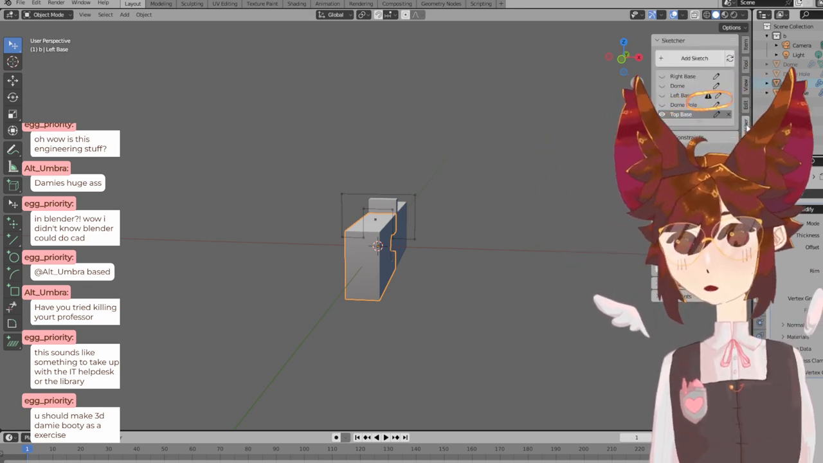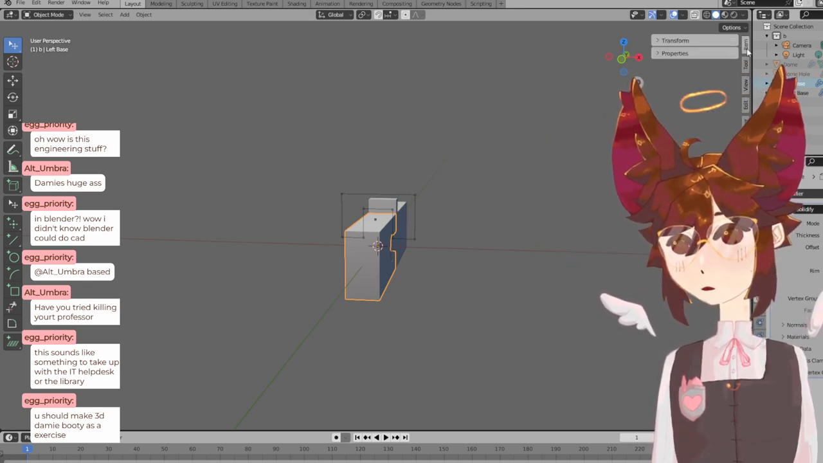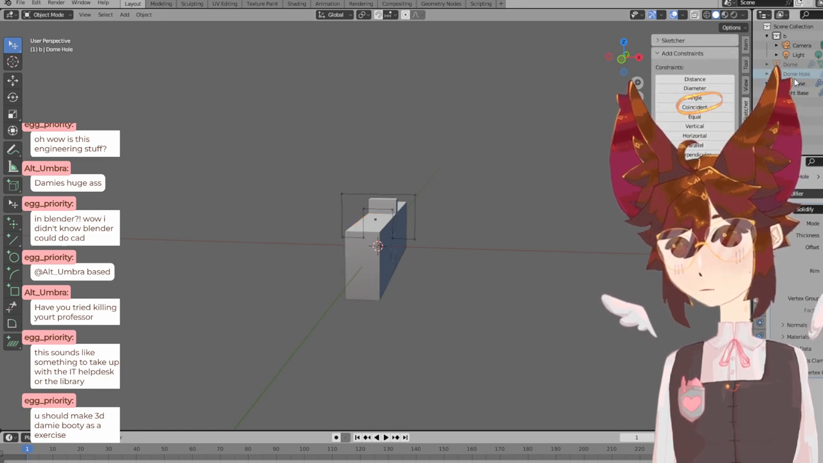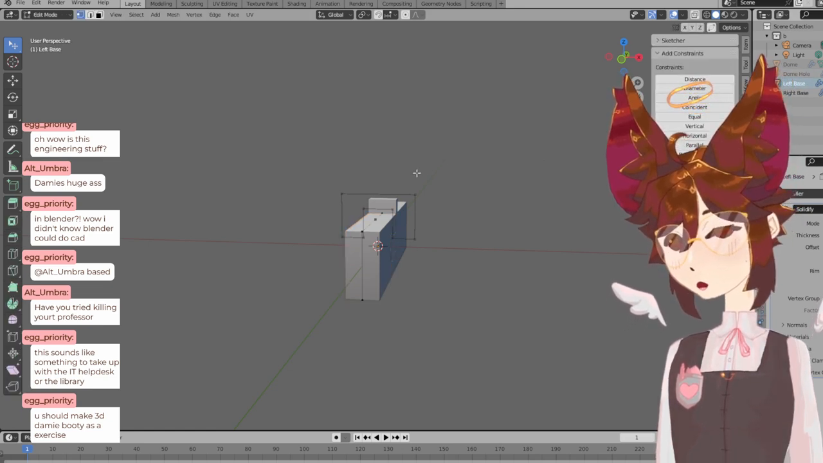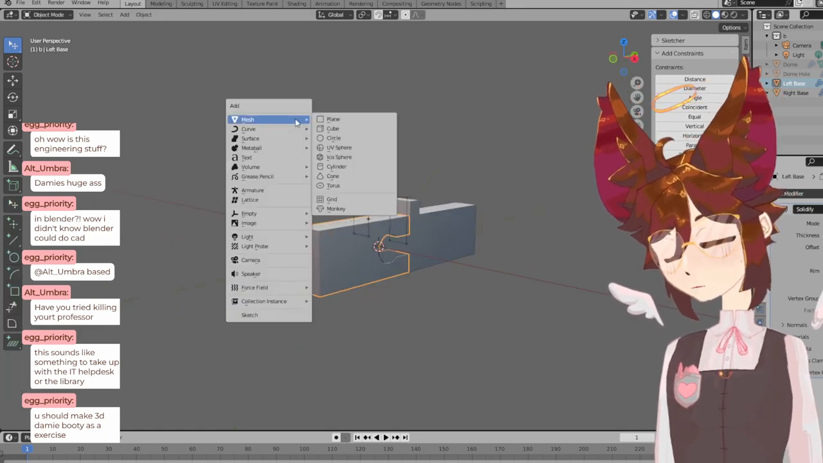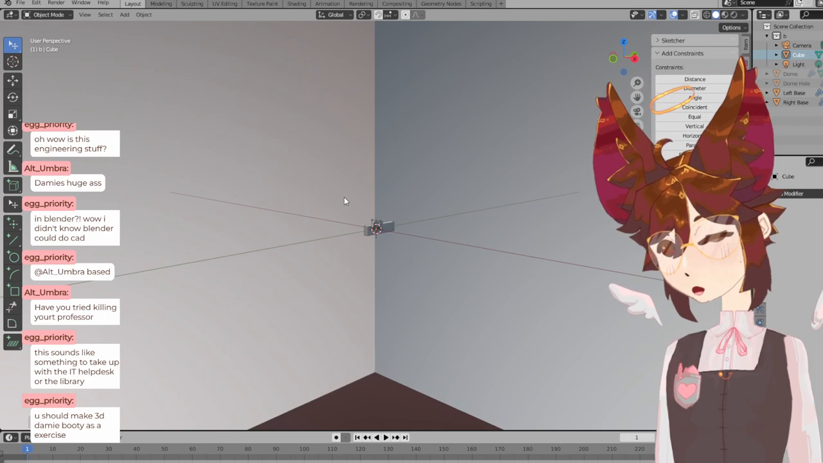I'm gonna be honest, this is why I have a different file for my Sketcher file, because I don't know if it can let you... Yeah, okay, it can. Okay, so let me add a cube. Oh god, it's really big.